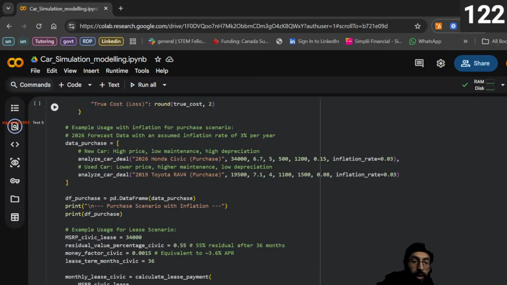Okay, let's add this to Gemini. Generate plots on the above. Yeah, generate plots, create visualizations for financial comparisons. Let's see what it does.